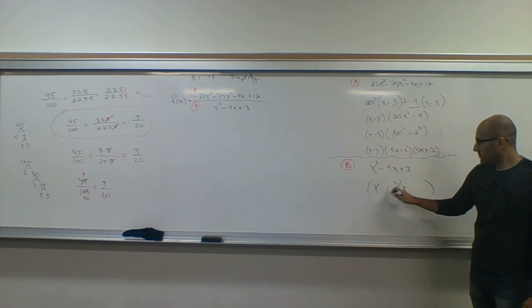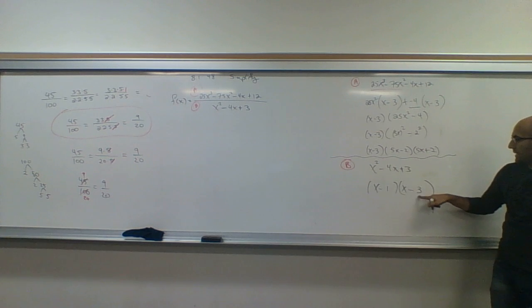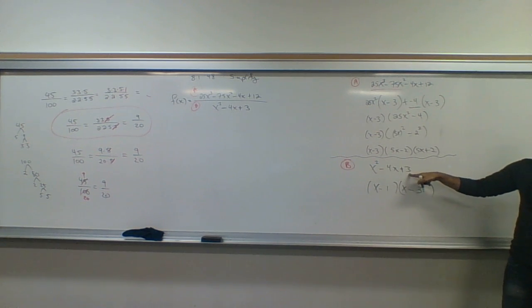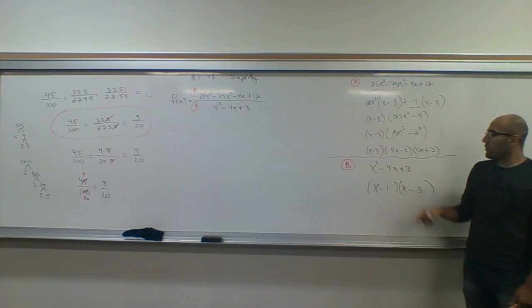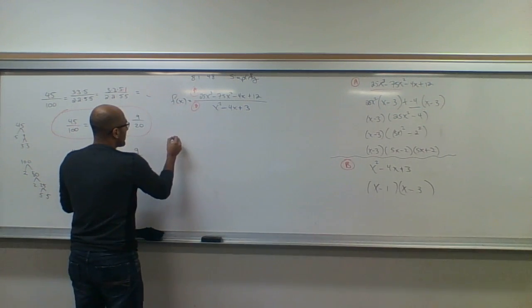Negative 1 and negative 3. Negative 1, negative 3. Right? They multiply and they cancel the negatives and they multiply to positive 3, but they add to negative 4. So we factored it. So now we can go back over here and rewrite this thing.